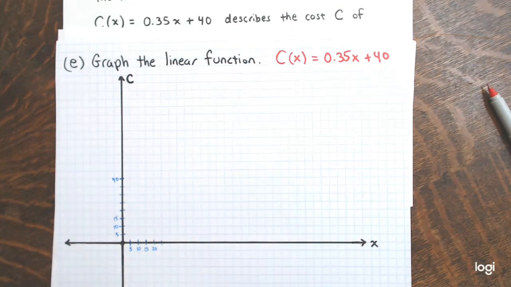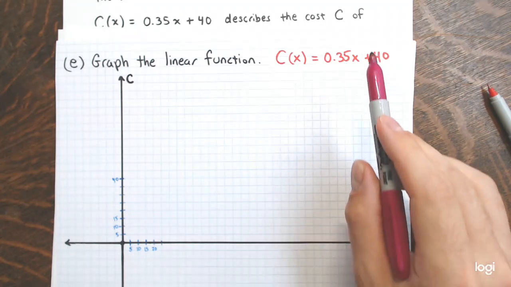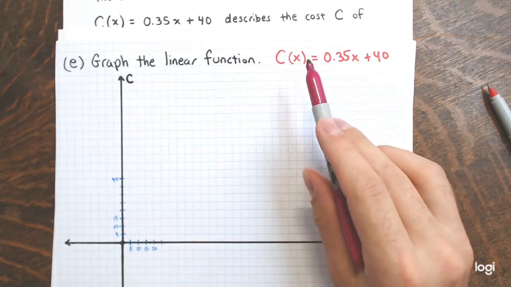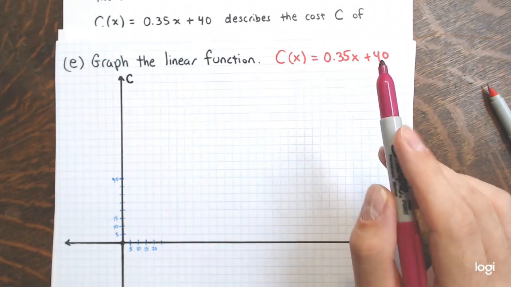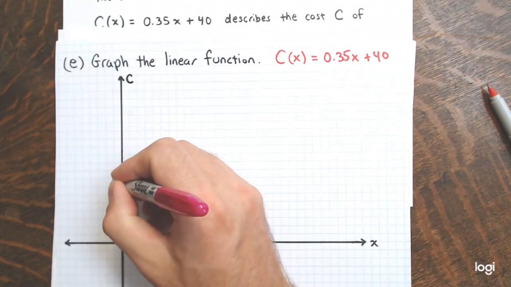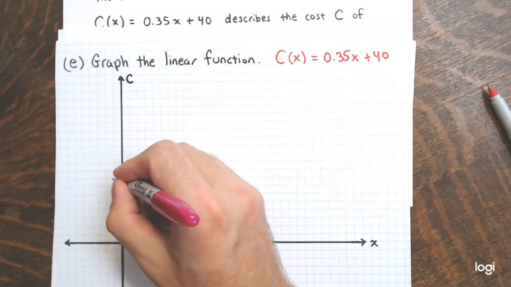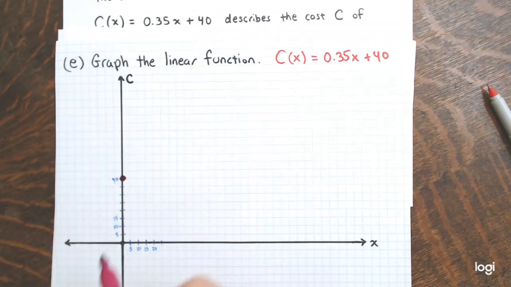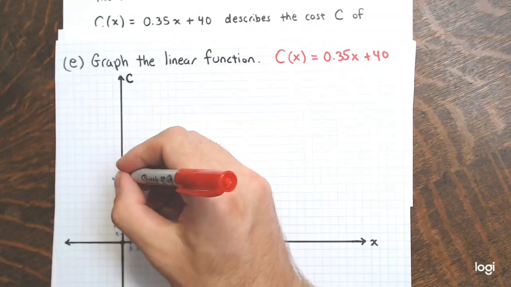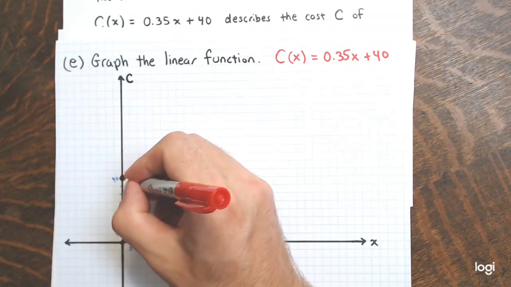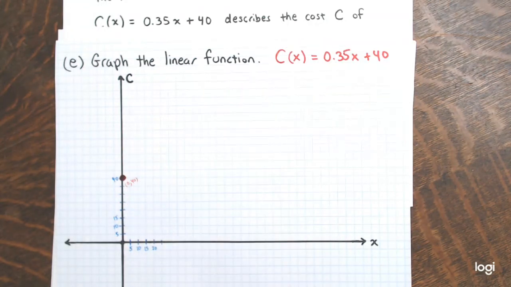Okay, so remember that C-intercept from part B. Let me plot that. That was the point, and I'll label the points. When x is 0, the value of C was 40. So 0 for x and then 40 for C. We're on the C-axis. That was the C-intercept. All right, there's the point 0, 40 that we had from part B earlier.